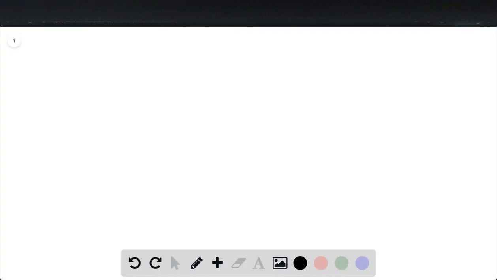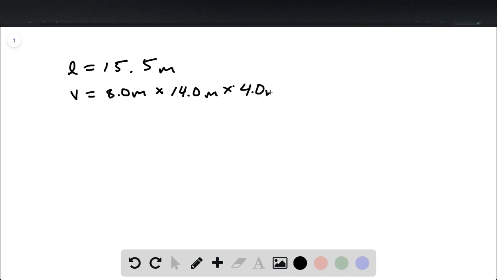Aloha. So in this problem, we're asked to find the diameter needed for a certain amount of volumetric airflow into a room through an air duct. And we're told that the air duct has a length of 15.5 meters. And we know the volume of the room that the air is flowing into, 8 meters by 14 meters by 4 meters. And the time for this volume to get fully replenished is, we're told, 15 minutes.